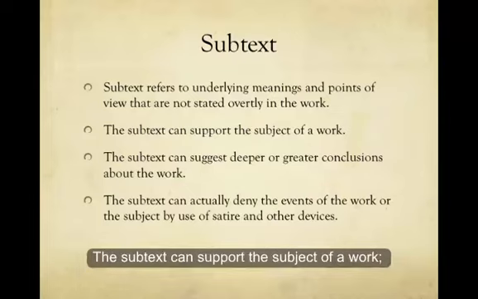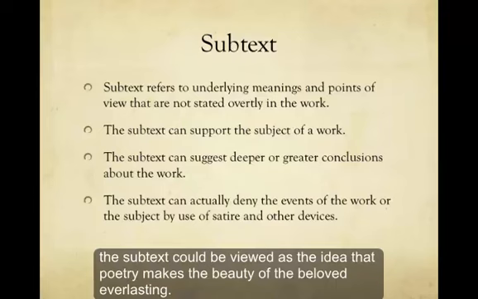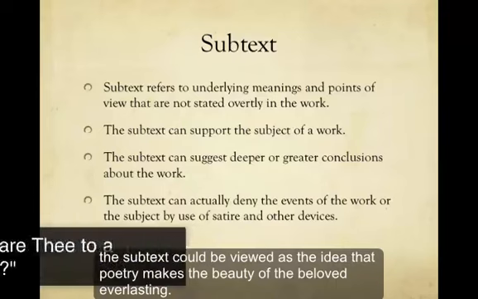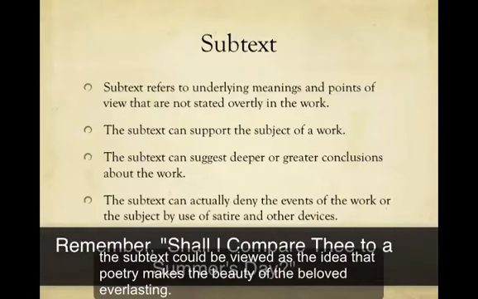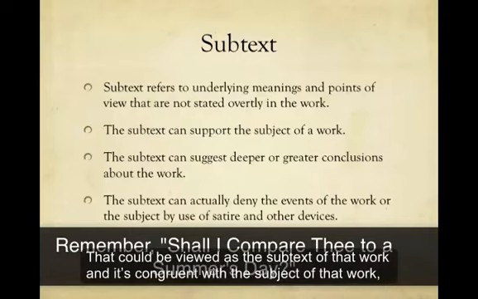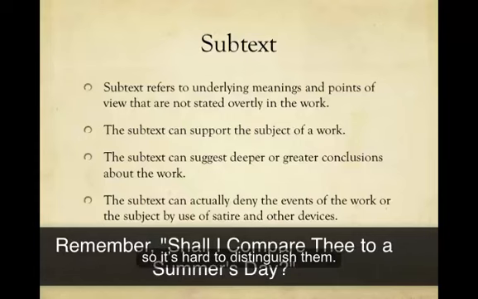The subtext can support the subject of a work. It can agree with the subject of a work. For example, in Sonnet 18 of Shakespeare, the subtext could be viewed as the idea that poetry makes the beauty of the beloved everlasting. That could be viewed as the subtext of that work, and it's congruent with the idea of the subject, so it's hard to distinguish them.